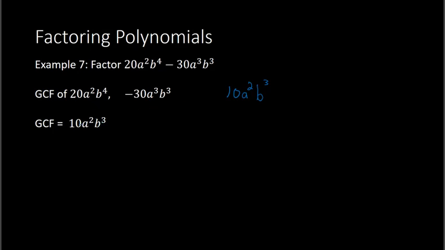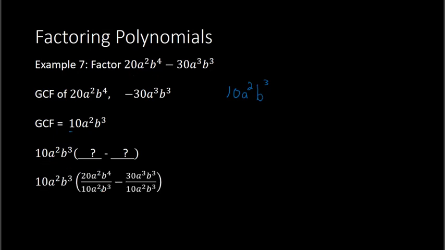So what I do is I pull this number out, so that is outside of parentheses. And then in parentheses I have 2 terms, because we have 2 terms that we started with. So the question is, what do we put there? So to determine that, I could take each term and divide it by that greatest common factor of 10a squared b cubed. And that would give me the correct answer.